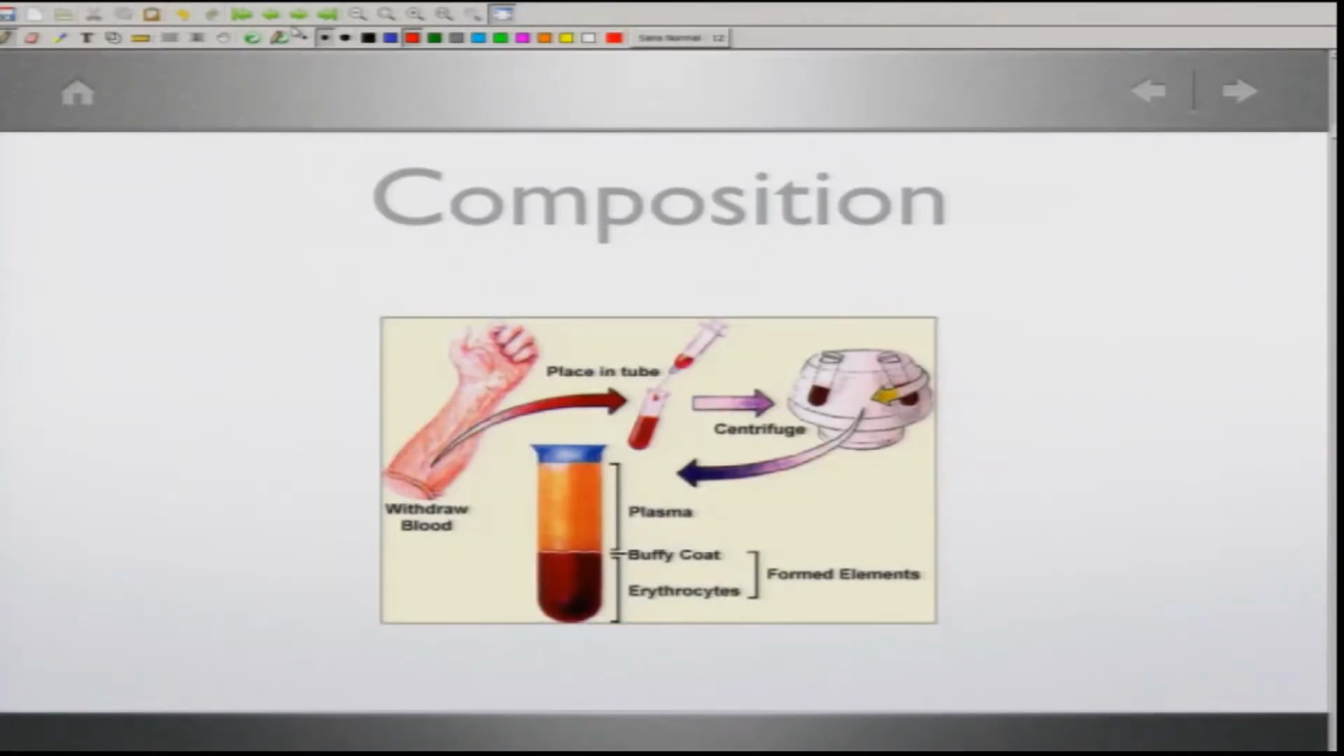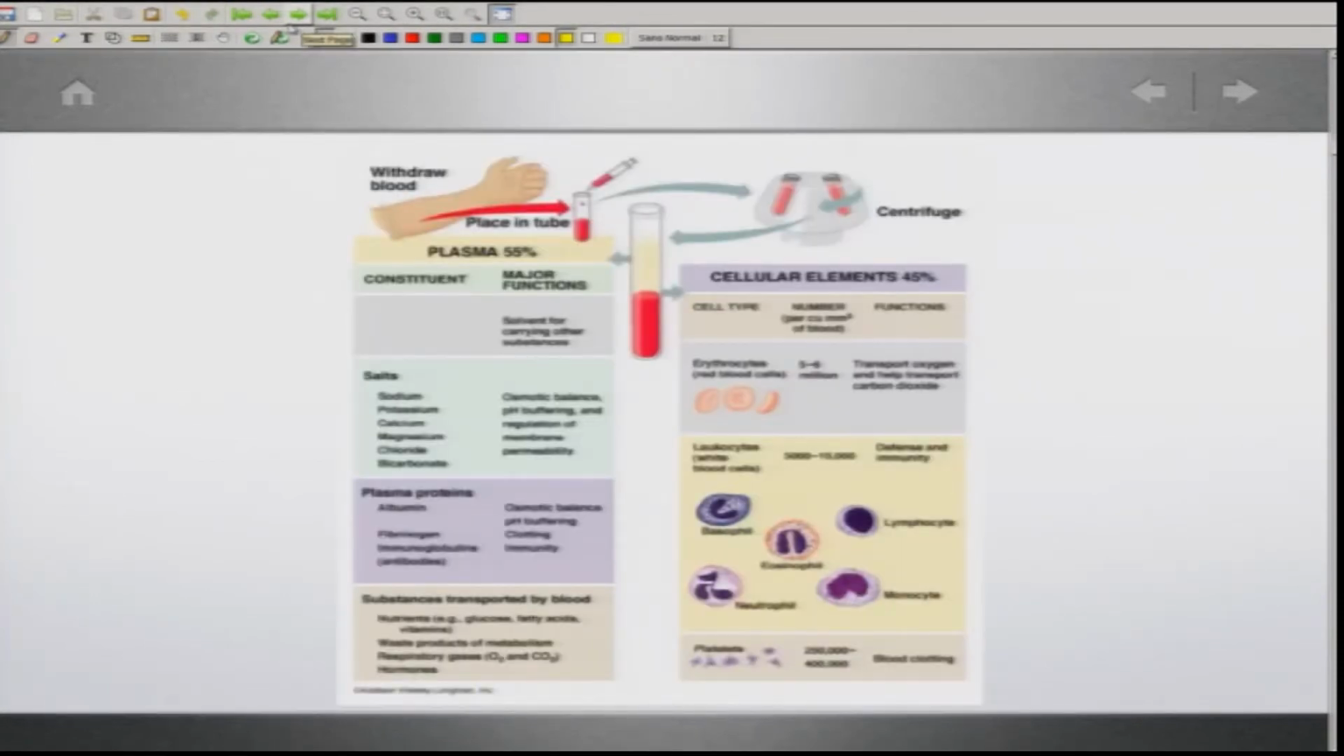Now, the composition of the blood. If you take out a sample of blood, this is the plasma component, this is your buffy coat, and this is where you have the red cells, the erythrocytes. So, you take a sample of blood, put it in a centrifuge, and you get all these different components present in the blood. Now, coming to the different components.